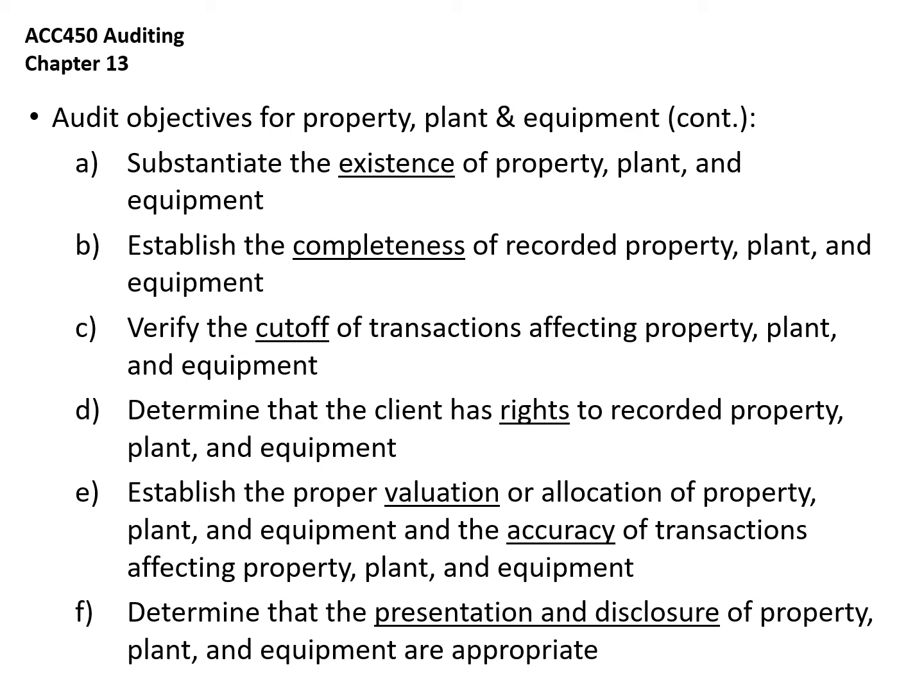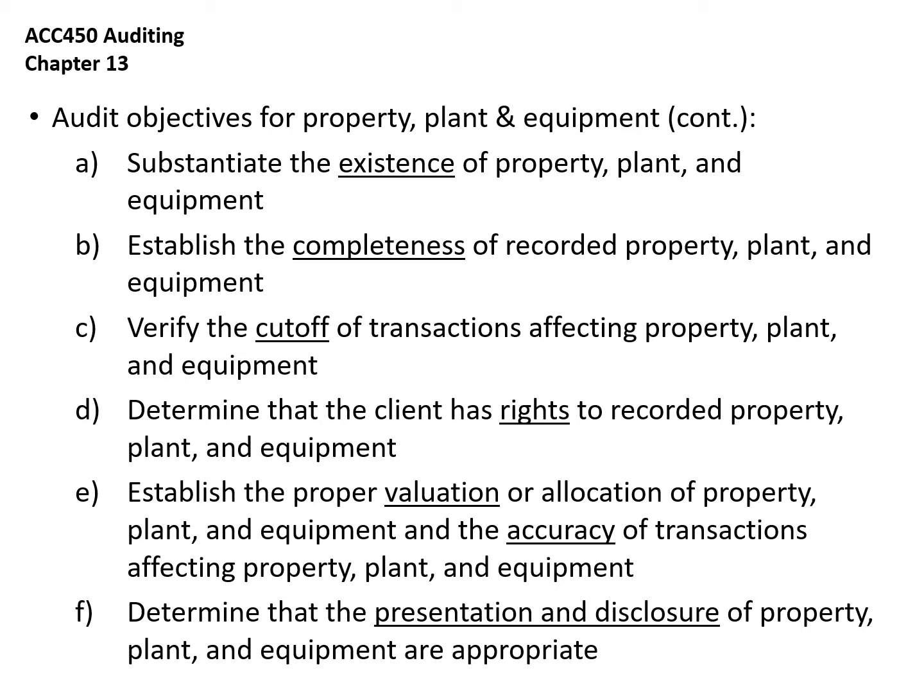Completeness would be, have they bought anything that isn't recorded? That's not as likely. We want to make sure the cutoff is observed. That's not quite as critical because the net income implications would just be a fraction of depreciation expense. So whether they record a December 30th asset or a January 2nd asset isn't super critical like it is for other things. Then make sure the client has the rights to the recorded property.